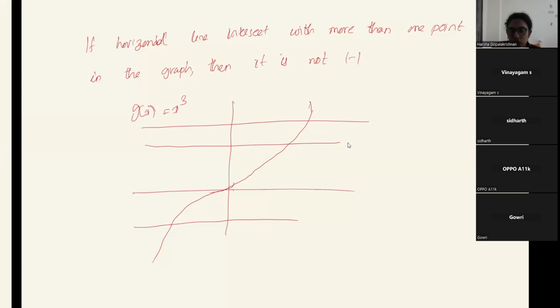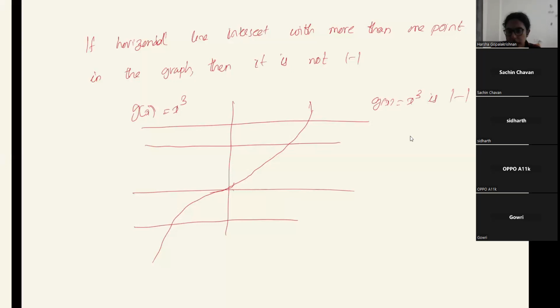Okay. So this is a 1-1 map. g of x equal to x cube is 1-1, because it intersects at only one point. Now, okay, what is the question here? If a horizontal line does not intersect, then is it 1-1? No.